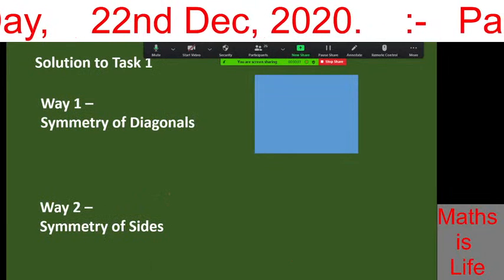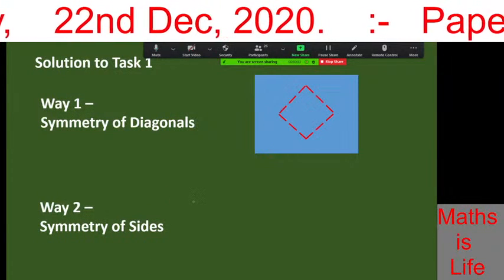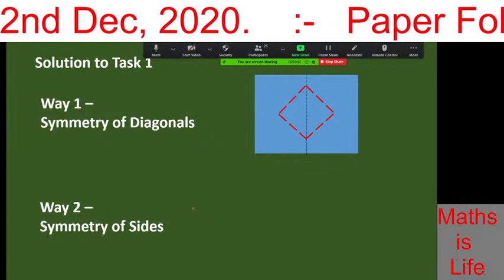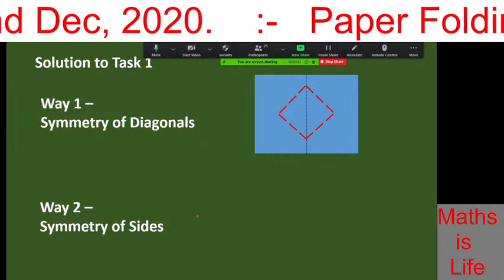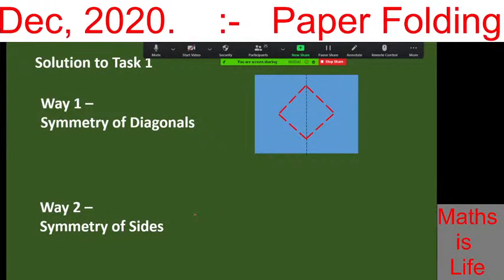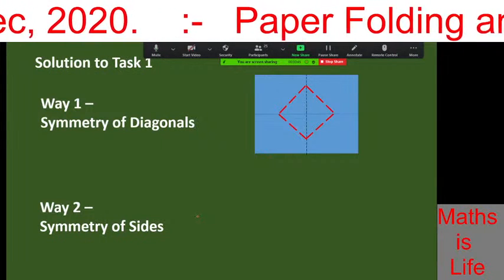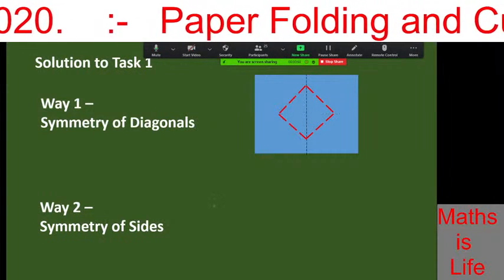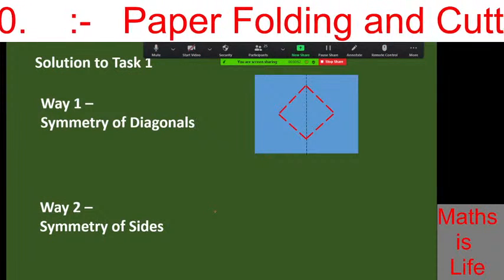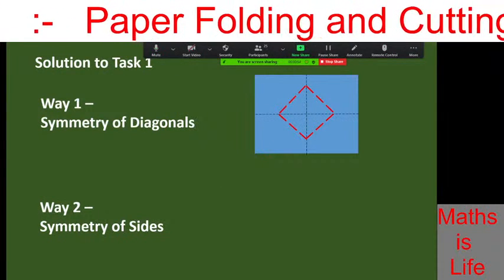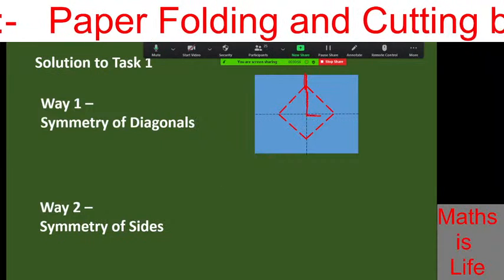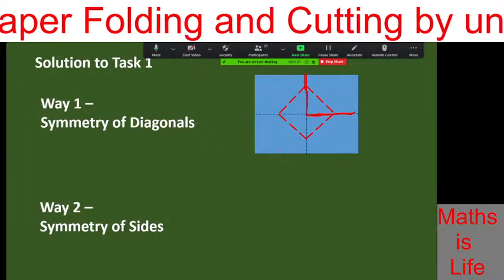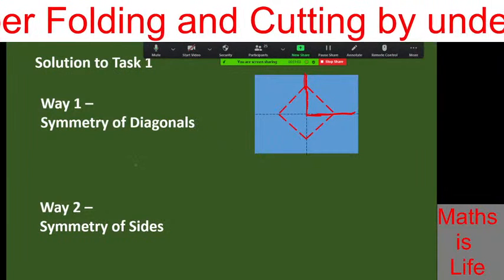The first thing we can do, this is the piece of paper. Here is a square which I just made tilted, so that we can use the symmetry of diagonals. So we can fold this paper in half, then again fold it in half. If we fold it again upside, it will be just a quarter, and you can see in each quarter there is only one line. So we have converted this square into one line using the symmetry of diagonals.